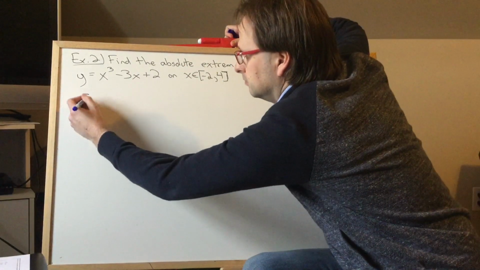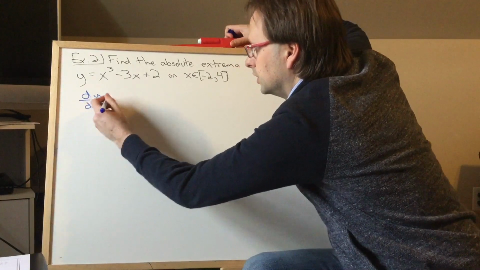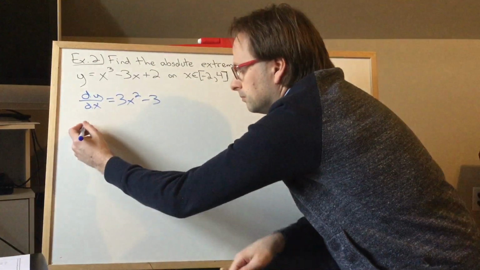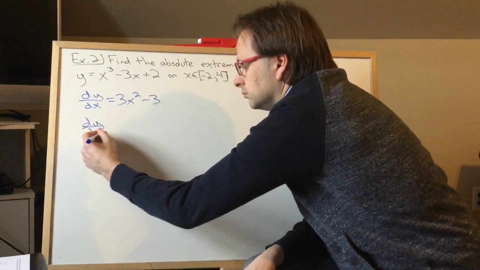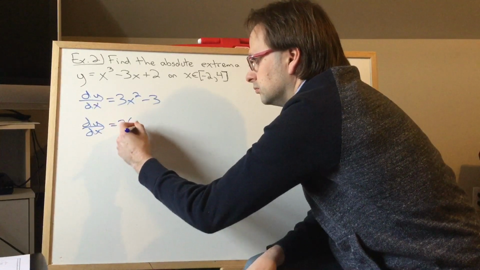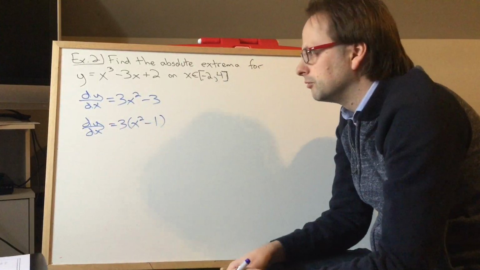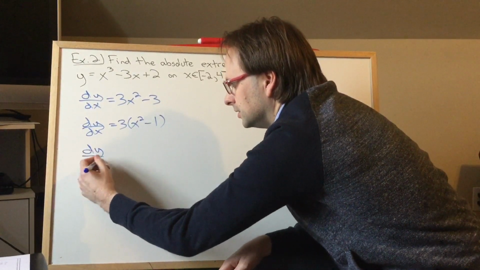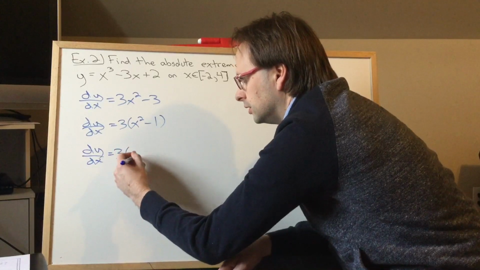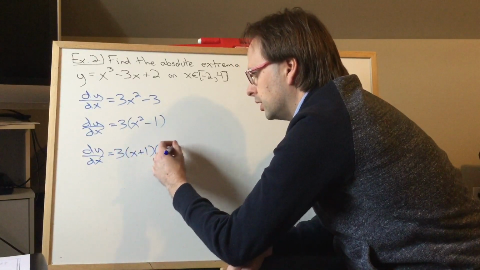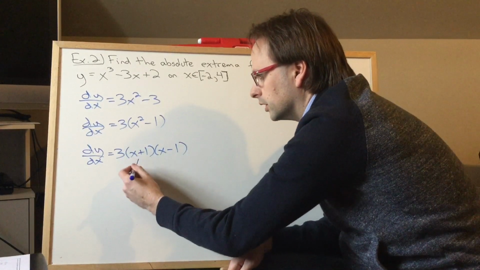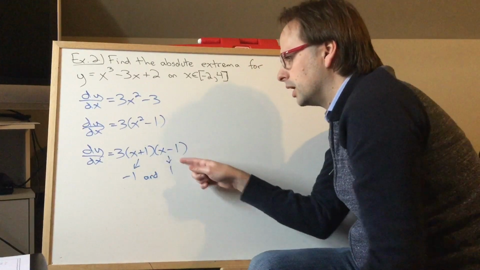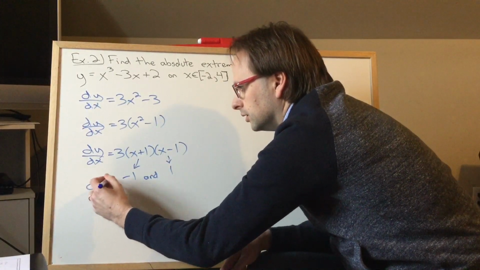Let's find them. dy/dx, pretty easy: 3x squared minus 3. Let me factor that. And after you factor a bit, you can't help yourself, you gotta factor some more. So that's a difference of squares, x plus 1 and x minus 1. This one is going to give us a critical value of negative 1. This one will give us a critical value of 1. Those are our critical values.